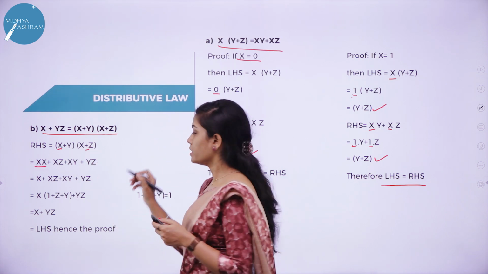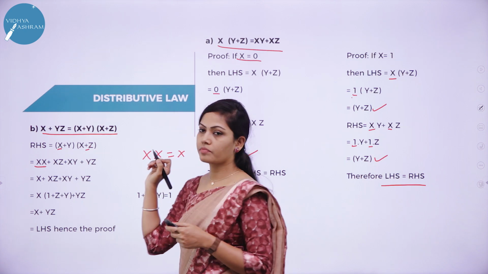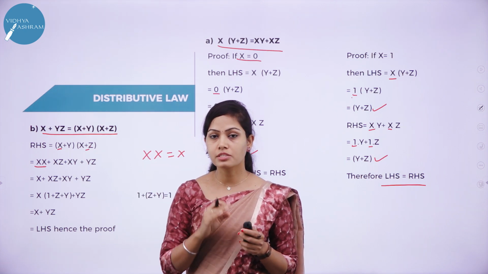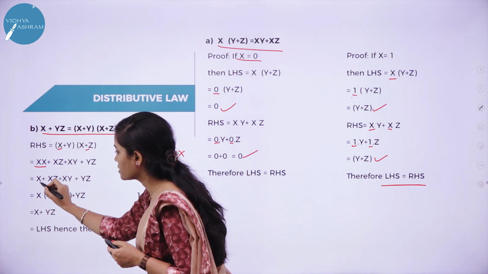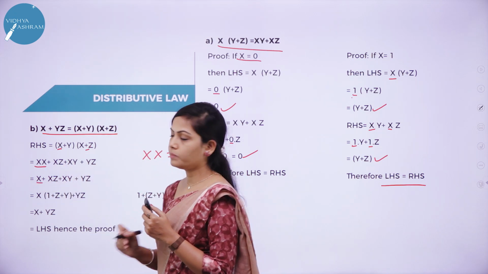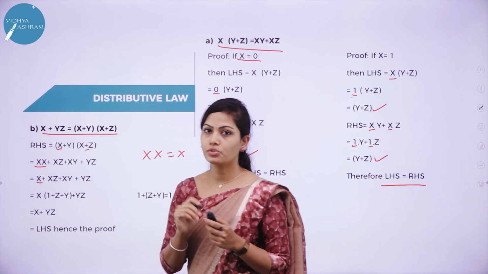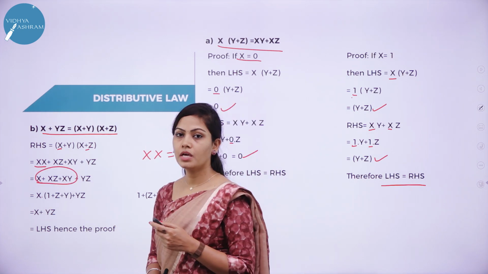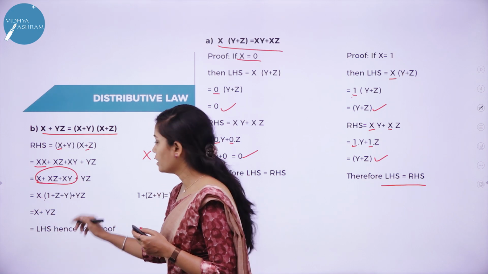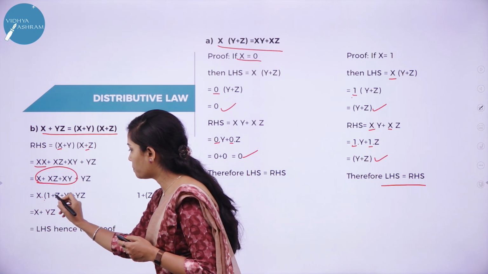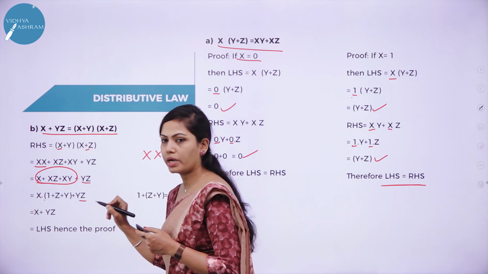x dot x, I can write it as x only. Already we have proved this, x dot x is equal to x. So, in place of x dot x I can write x only. Next xz, xy, yz. As it is, you should write the terms. So, here x is a common factor, you can take it outside and you will get x into (1 plus z plus y), plus, as it is, yz.